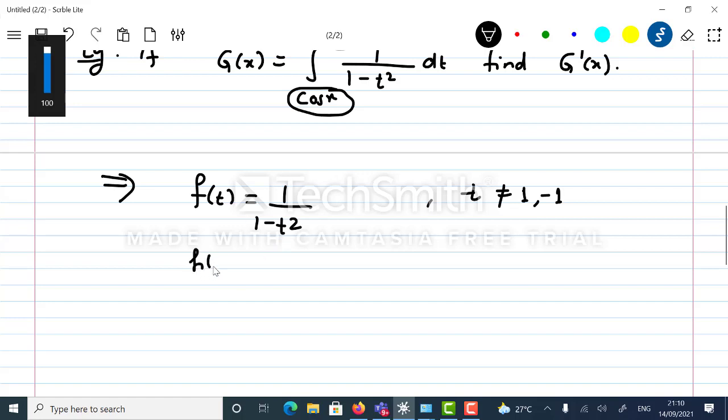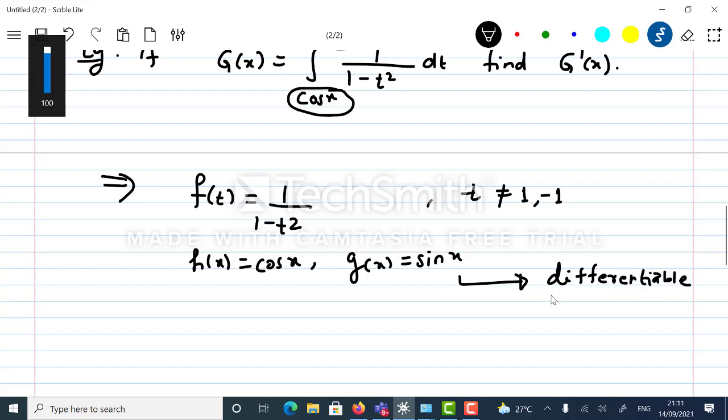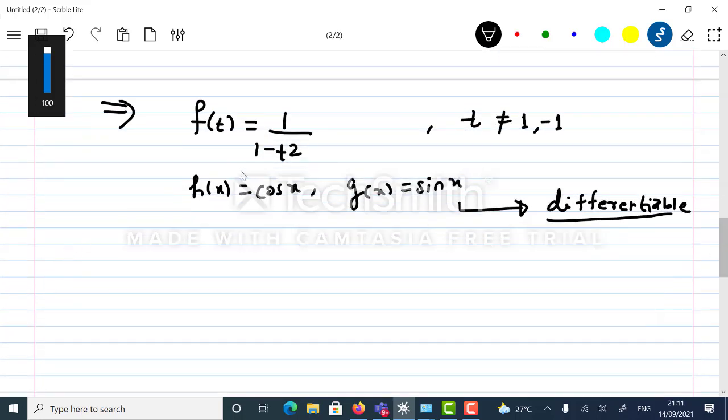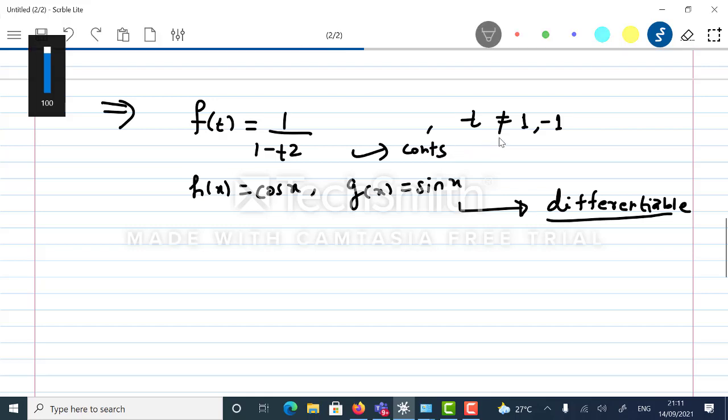Further, small h of x is cos x, small g of x is sin x. We can see that they are differentiable functions. Why are they differentiable? Being trigonometric functions, they are standard functions, so they are differentiable. So this is continuous. We can have the domain which do not cover plus 1 and minus 1.